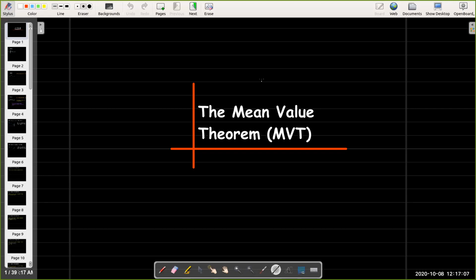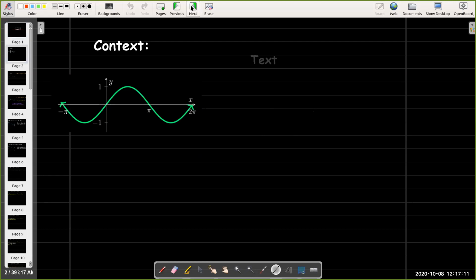In this video, we're going to learn about the mean value theorem. First, some context. We learned from the extreme value theorem that on a closed interval, a continuous function has an absolute max and an absolute min.